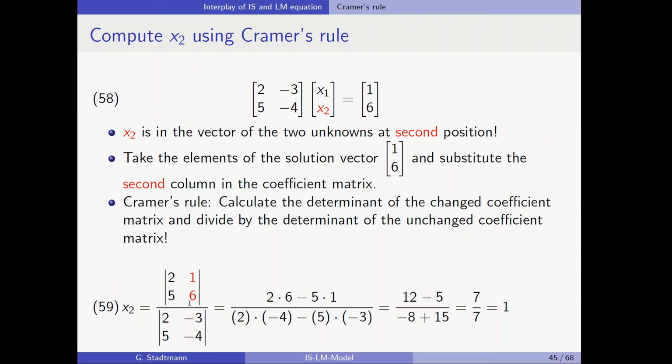So here we are inserting the solution vector into the second column, and then once more we are computing the determinant. So it's 2 times 6 minus 5 times 1, and then in the denominator once more 2 times -4 minus the product of the side diagonal, -5 times -3. So we get in the numerator 2 times 6 minus 5, which is 12 minus 5, which is equal to 7. The denominator is equal to 7. x2 is equal to 1.